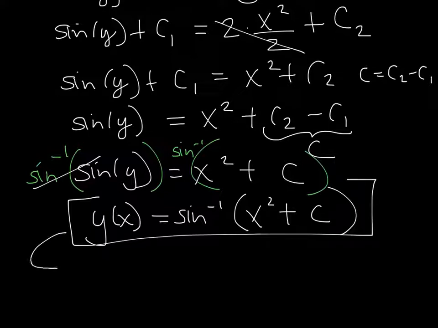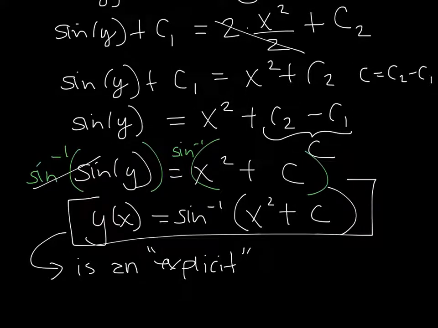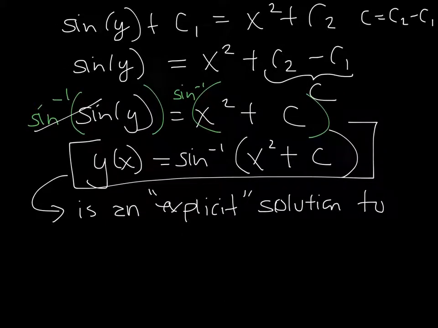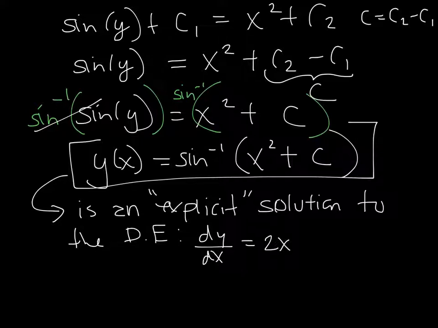And so this is an explicit solution. We know it's a general solution because we have an arbitrary constant. It is an explicit solution to the differential equation dy/dx is equal to 2x times secant of y.